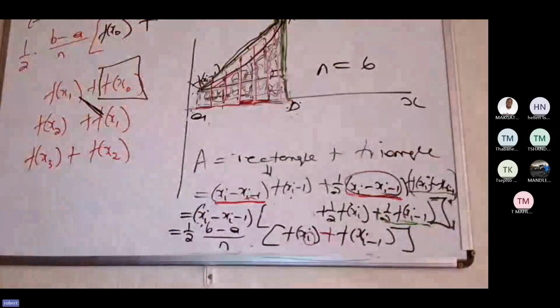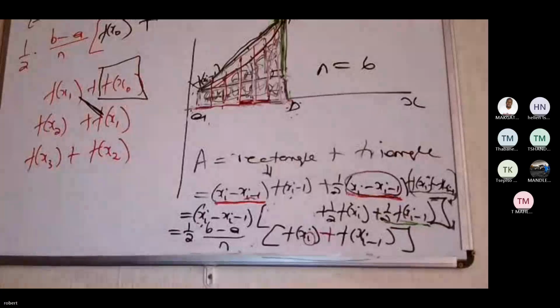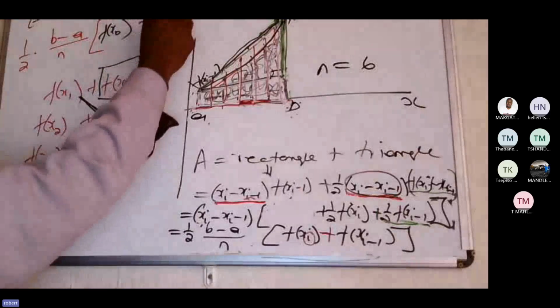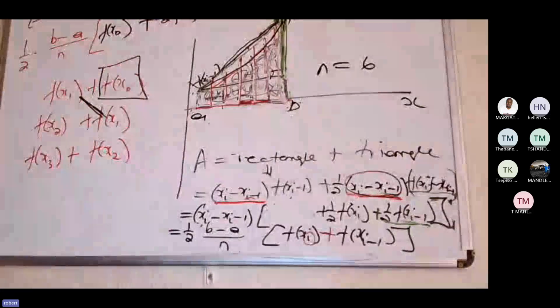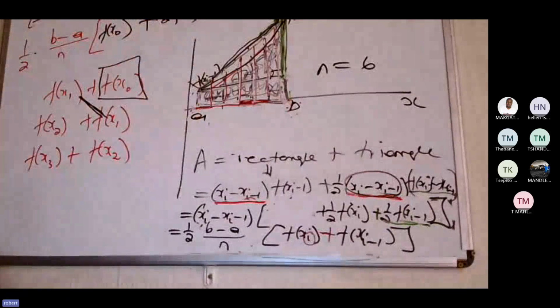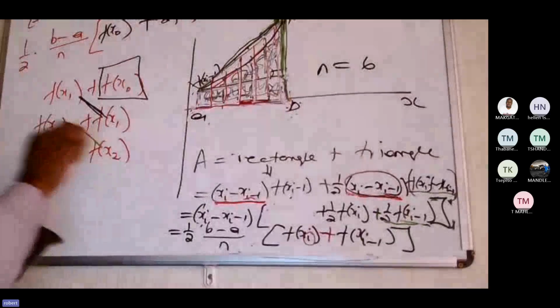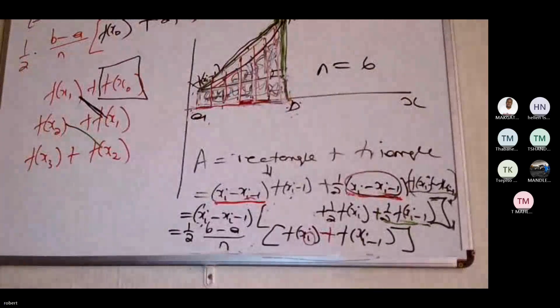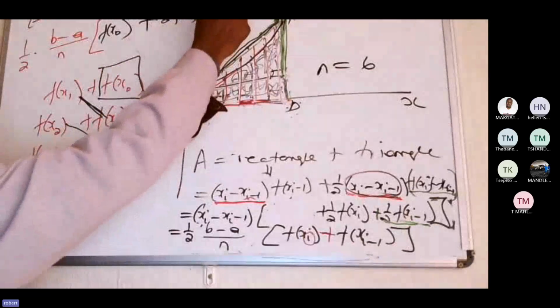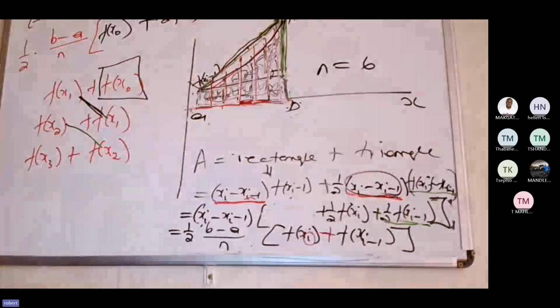plus. But what about f of x1? It will be these 2. Therefore, it will be 2 f of x1 plus these 2 again, these 2 is going to give you what? 2 f of x2.